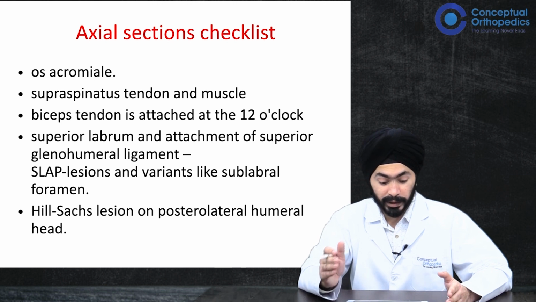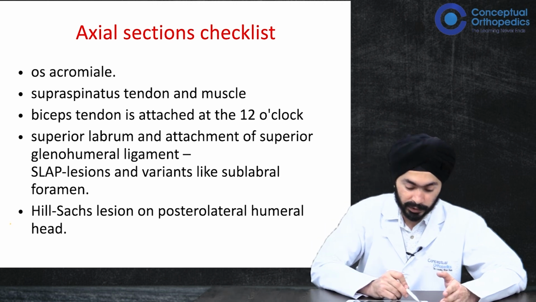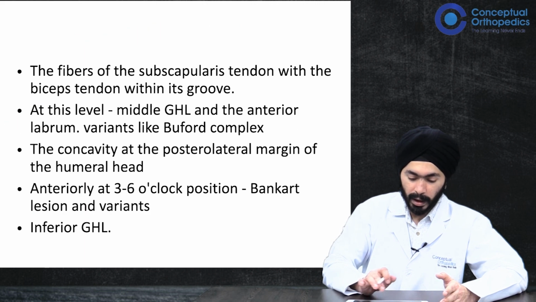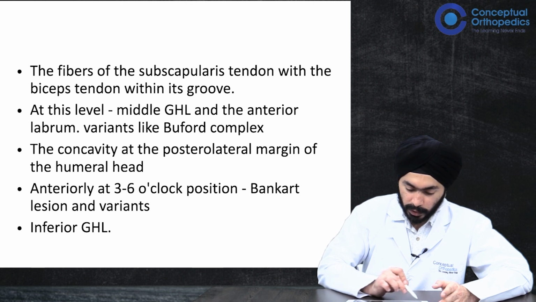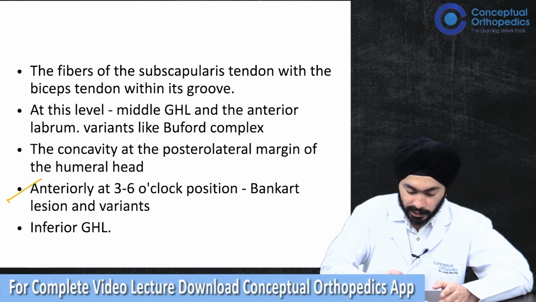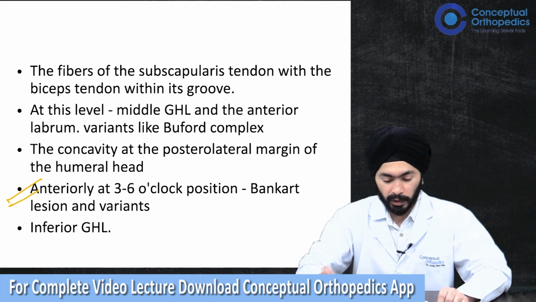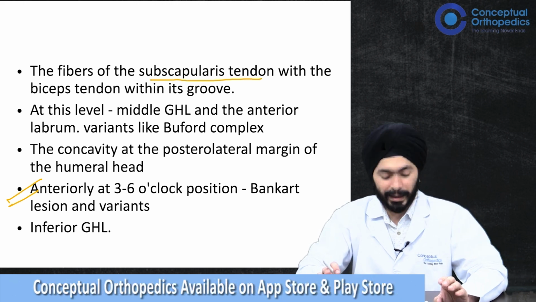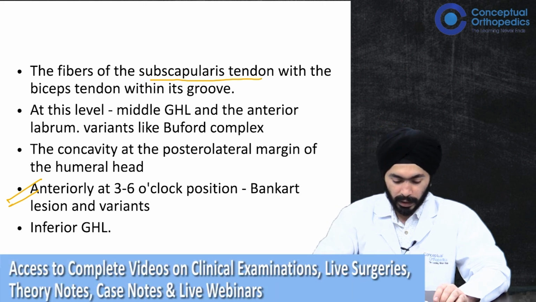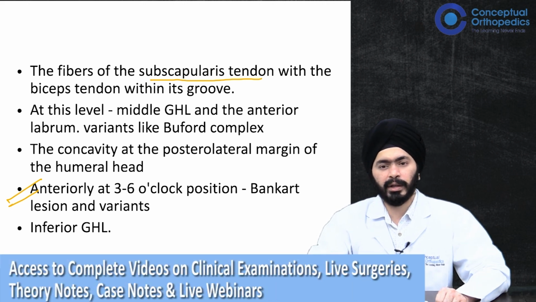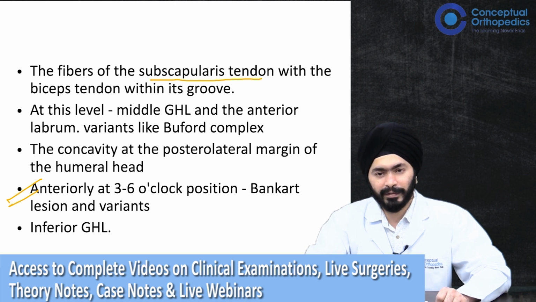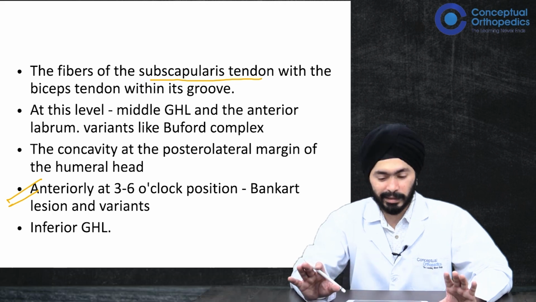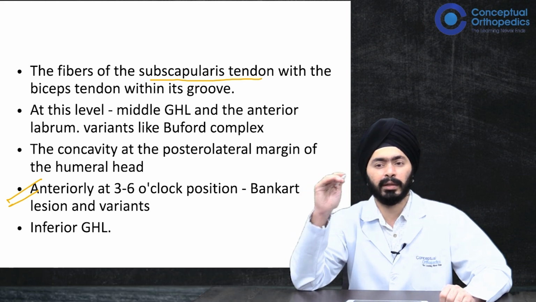You will see the superior labrum attachment, the Hill-Sachs lesion, which is very important. Hill-Sachs, your biceps, and your Bankart's lesion. These are the most important things you are looking for, along with your subscapularis tendon. These are the most important structures you look for in the axial sections. Sometimes you see a concavity in the posterolateral humeral head in the inferior sections below the level of the coracoid. That is normal. Don't mistake it for a Hill-Sachs lesion. Hill-Sachs lesion is superior, in the superior sections.